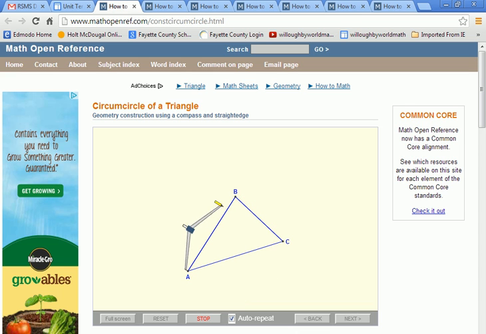This one is an acute one. Now I want you to try doing two of these. If you started with an acute triangle, then I want you to try an obtuse one and see how it's different. If you started with obtuse, then do an acute one and see how it's different.